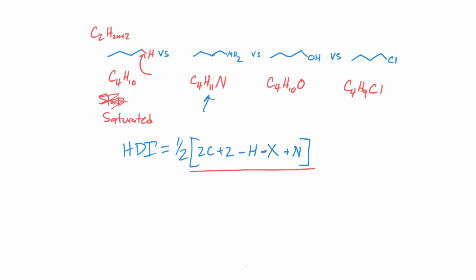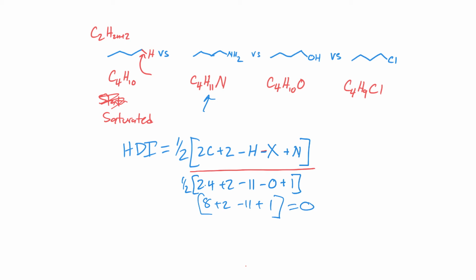the second compound here. So 2 times 4 plus 2 minus the number of H's, which is 11, minus the number of X groups, which is 0, plus the number of nitrogens, which is 1. We add that up, divide by 2, we should get 0. So we have 8 plus 2 minus 11 plus 1. That does equal 0. So we have 0 double bonds present.